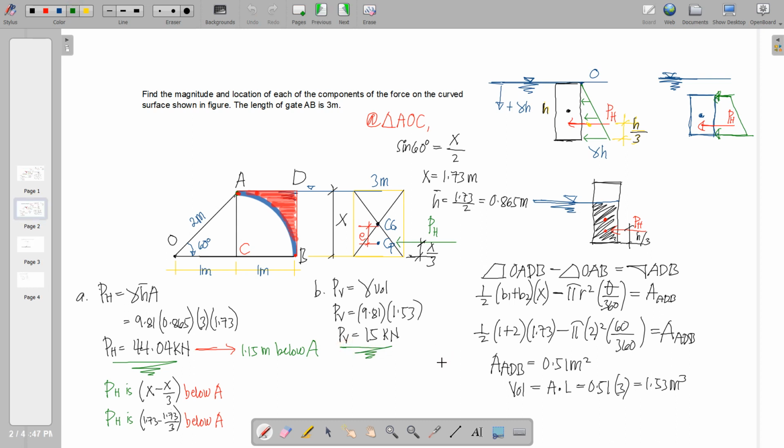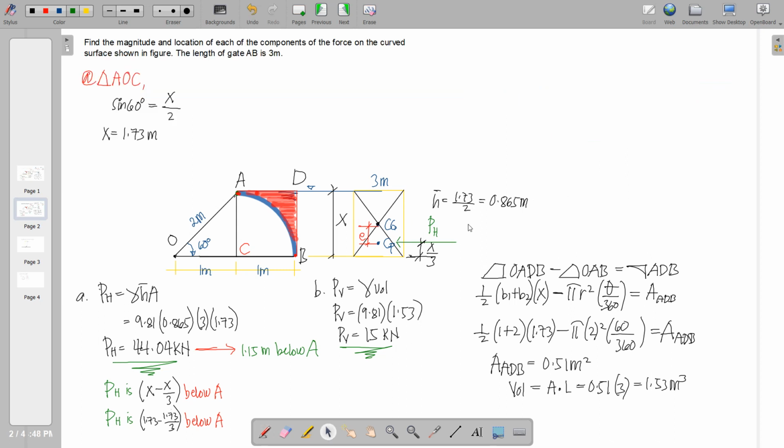So the next thing we want to know is the location of this PV from A. So what we do here, since we have a strip of area, we cannot really directly use a formula of spandrel, since this spandrel is just a part or portion of this curve. So what we do is do it by integration. So we leave some spaces here, and we'll compute the location of PV by integration.